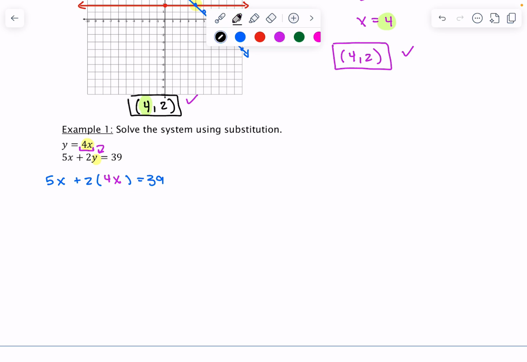Now you're going to go ahead and, like we did earlier in the semester, solve this equation. So I'm going to have 5x. 2 times 4x is 8x.